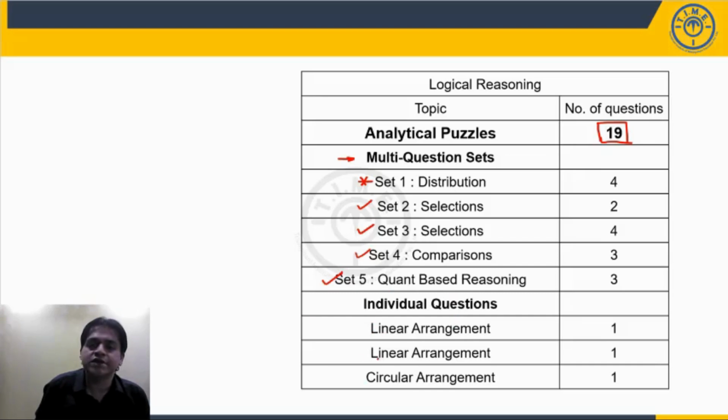So there were 3 such analytical puzzles, single questions, 2 based on linear arrangements and 1 circular arrangement, and all of them were easy questions. So those all should have been attempted by the students. So these were the 19 analytical puzzles that were present in the logical reasoning section. All the remaining questions in this section fall under the analytical reasoning category.